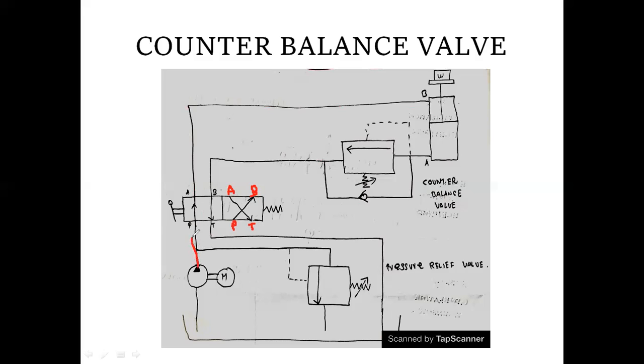So what happens from the pump? The flow goes from P to B, is being transferred, and then it goes this way and pushes the piston in this manner. So the weight goes up. The weight is being lifted, and the operation is being done. So the output comes over here, and then it goes this way to the sump.